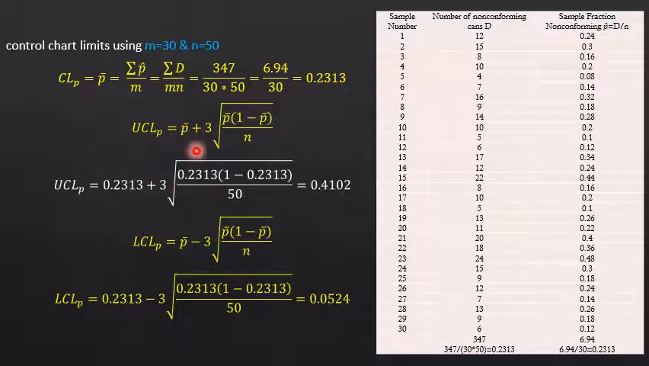After that, for the upper control limit we put the values of P bar and n in this formula, and we get the upper control limit equal to 0.4102. Similarly, the lower control limit we get is equal to 0.0524.